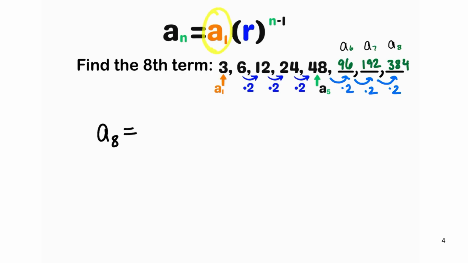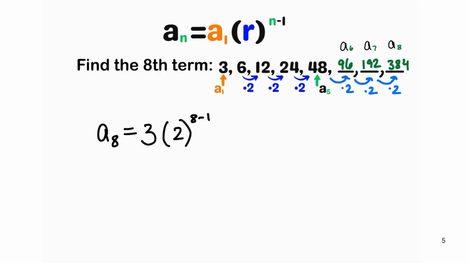Now a sub 1 indicates the first term. You'll see that I also have it here in orange. So my first term is 3, so that'll go there. And that's being multiplied by r, which denotes the common ratio. And again, if you just see the blue up here and the blue over here, the common ratio in this problem was 2. And that's going to be raised to the n minus 1 power. Now notice that this n and this n are the same. So what n are we looking for? We're looking for the 8th term. So it's going to be to the 8 minus 1 power.